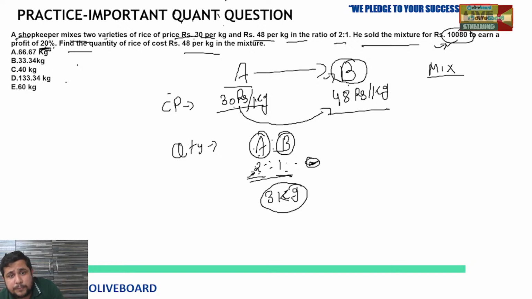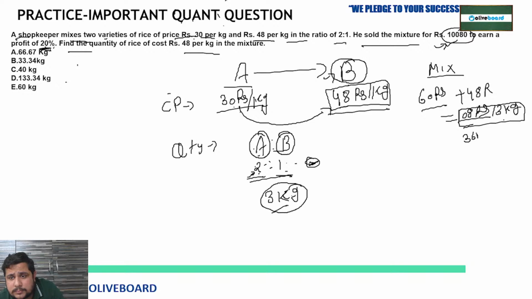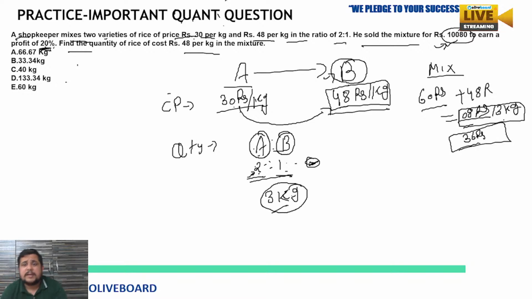So 30 rupees per kg rice, how much kg? 2 kg. So 2 into 30, 60 rupees, plus 1 kg of 48 rupees per kg rice, so that is 48 rupees. So the total is 108 rupees in each 3 kg. So 1 kg pricing, if we talk about this mixture, would be 36. Is this clear? This would be 36 rupees per kg. I hope you are getting it well. So this is the mixture cost price.